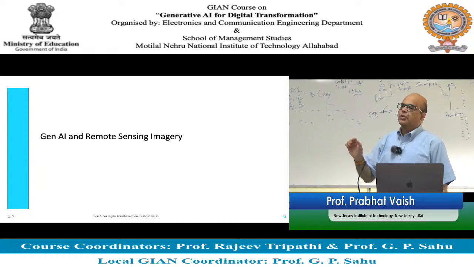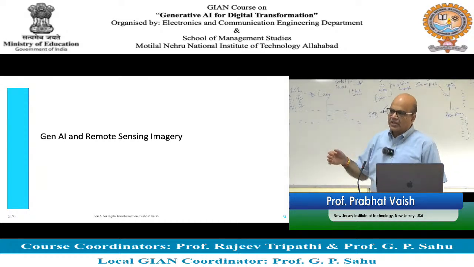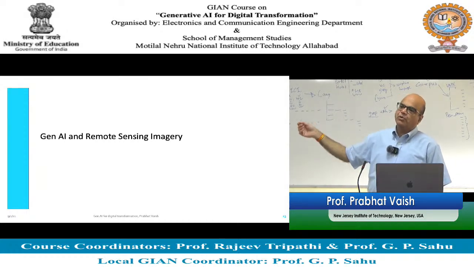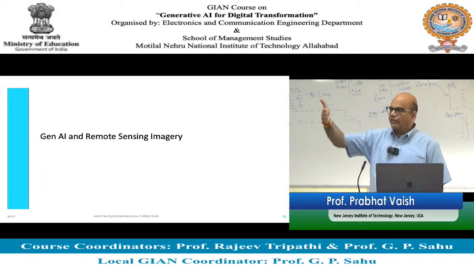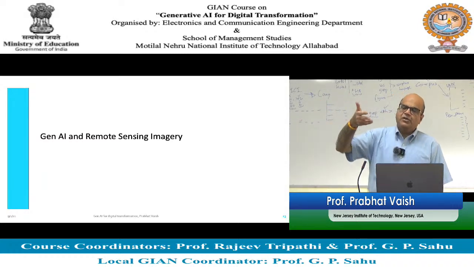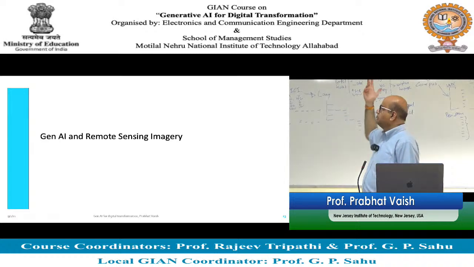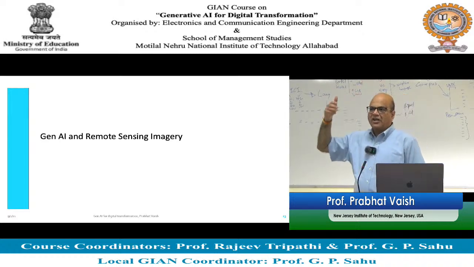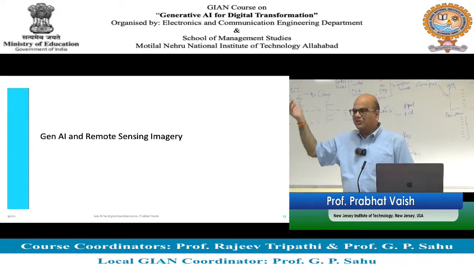Think of a situation where you have access to remote sensing imagery, very similar to what Facebook was doing 10 years ago, trying to identify your friends in a photograph. Here you're trying to identify the MNNIT guest house from a remote sensing imagery. Can you do that, right?